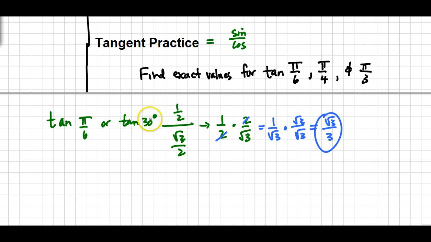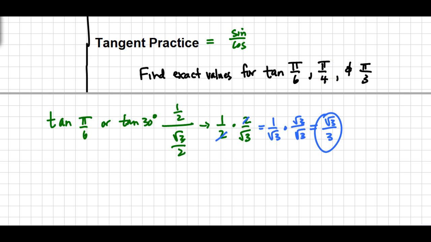So when you do the tangent of 30 degrees or the tan of pi over 6 radians, you get square root of 3 over 3. Notice that this does not have a 2 on the bottom like it would on the unit circle. So when you're doing sine or cosine, you'll have square root of 3 over 2 as your answers. When you're doing tangents, you'll have square root of 3 over 3.